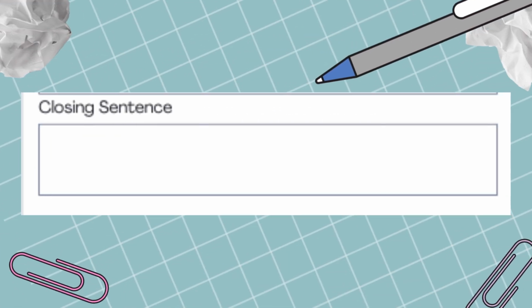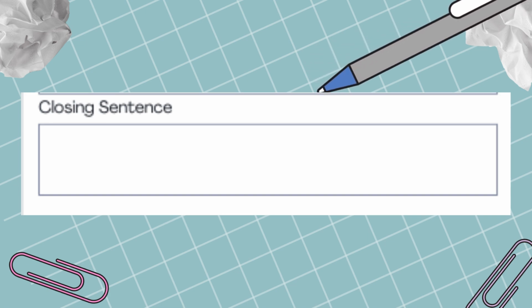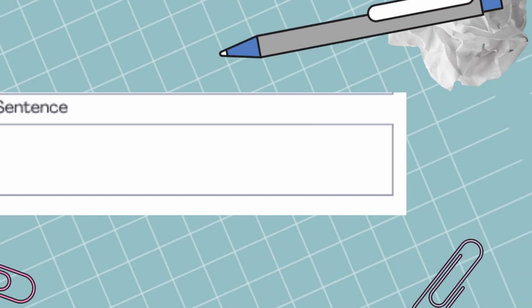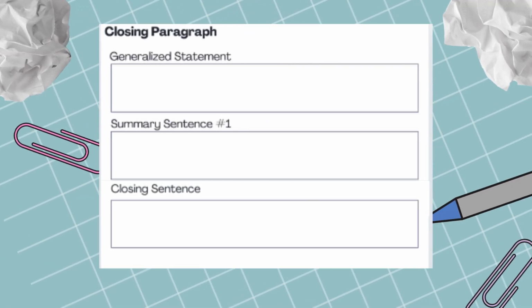The final sentence is your chance to leave a lasting impression. It could be a call to action, a thought-provoking idea, or a reflection on the broader significance of your topic. This closing thought should feel like the final note in a song. It should resonate and wrap things up on a high note. Now let's look at an example.